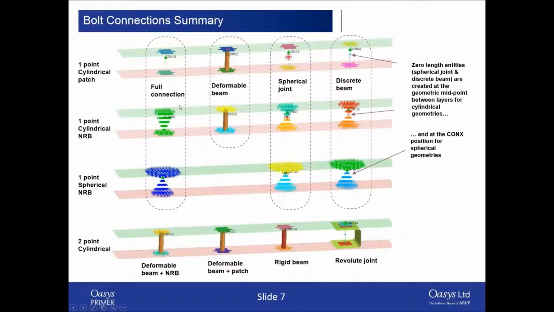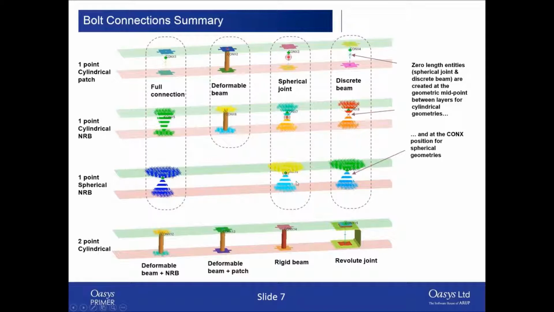The second row down here is very similar, but these are the nodal rigid body based ones. Instead of creating the rigid patches and the constrained rigid body between those patches, it will select any node that's within that cylinder I mentioned before and add them into a constrained nodal rigid body. Again, we have the same options of creating a deformable beam, a spherical joint, or a discrete beam as well, if you want to model your bolts in that way.